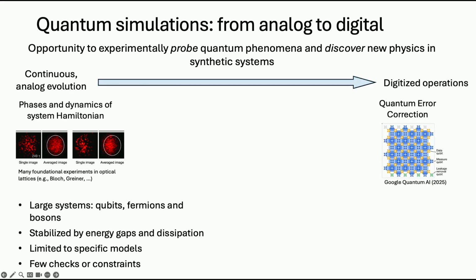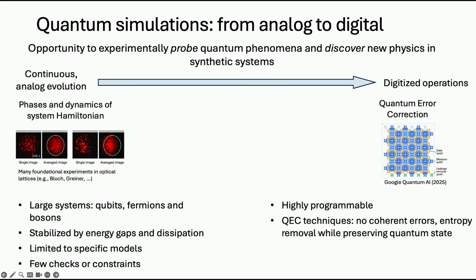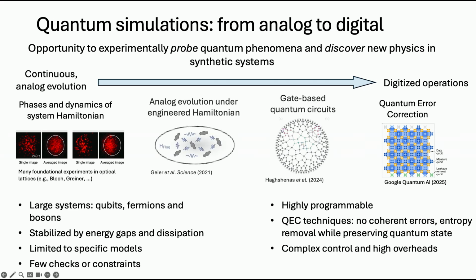Then on the other end of the spectrum, you have the digitized approach, for example using error-corrected approaches for simulation, and these are highly programmable. You can use error mitigation techniques to ensure you're very precise in what you're doing. It does, however, come at a huge cost of complex control and very high overheads. And between these two ends of the spectrum, you have other approaches. For example, Floquet engineering in the analog sense, or as Simon was talking about, gate-based but with physical qubits, so you lower your cost a little bit.